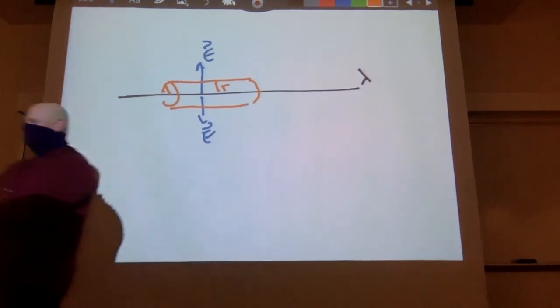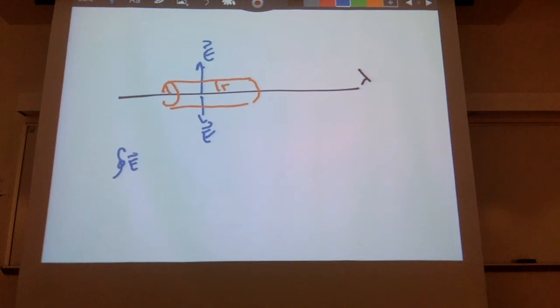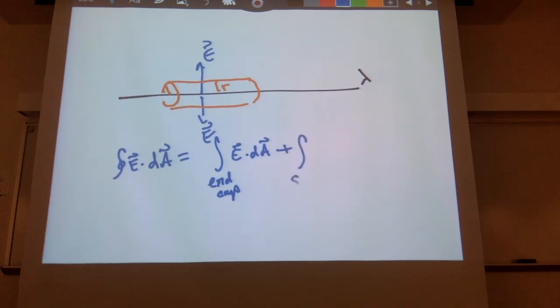Okay? So that means that for the left-hand side of Gauss's law, when we write down the integral of E dot dA, this has to be broken up into 3 different integrals. This is going to be the integral over the end cap of the electric field dotted by the differential area, plus the integral over the shaft of the electric field dotted by the differential area, plus the integral over the other end cap of the electric field dotted by the differential area.